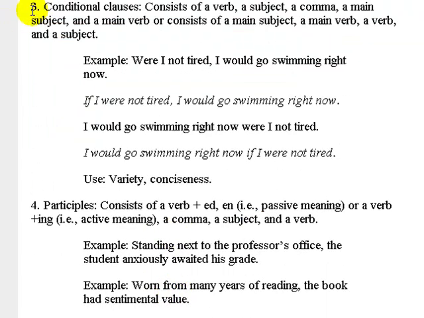All right, let's talk about conditional clauses. You notice I'm giving you some bonus material here, a little bit more than what you thought you were going to get. This consists of a verb, a subject, a comma, a main subject, and a main verb, or it consists of a main subject, a main verb, a verb, and a subject. How about this? Were I not tired, I would go swimming right now. You've got, if I were not tired, I would go swimming right now. These sentences have exactly the same meaning. How about this? I would go swimming right now were I not tired, or you can say, I would go swimming right now if I were not tired.